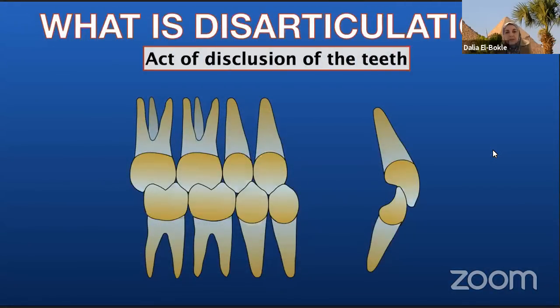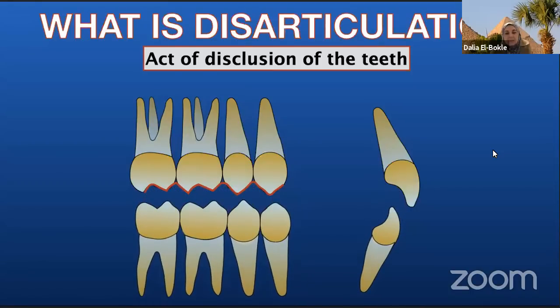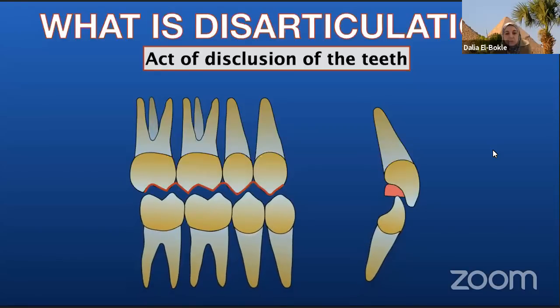Normally, the teeth articulate or interdigitate with an intricate mechanism, with a cusp to fossa or cusp to embrasure relationship, buccally and lingually, in order to allow for the proper chewing of food. Disarticulation is defined as the act of disclusion of the teeth. It is achieved by asking the patient to open the mouth and then placing a bite turbo or a bite razor between the teeth. This way, when the patient closes, the teeth will have freedom to move in all three planes of space.